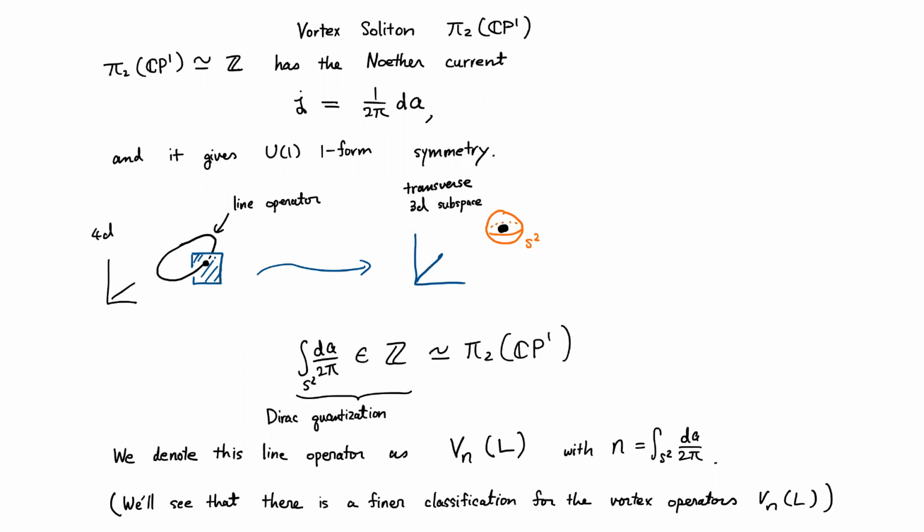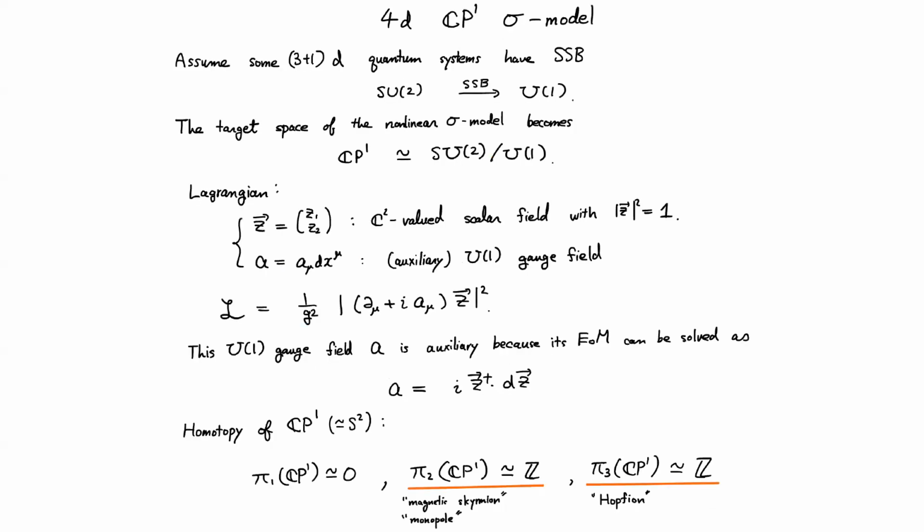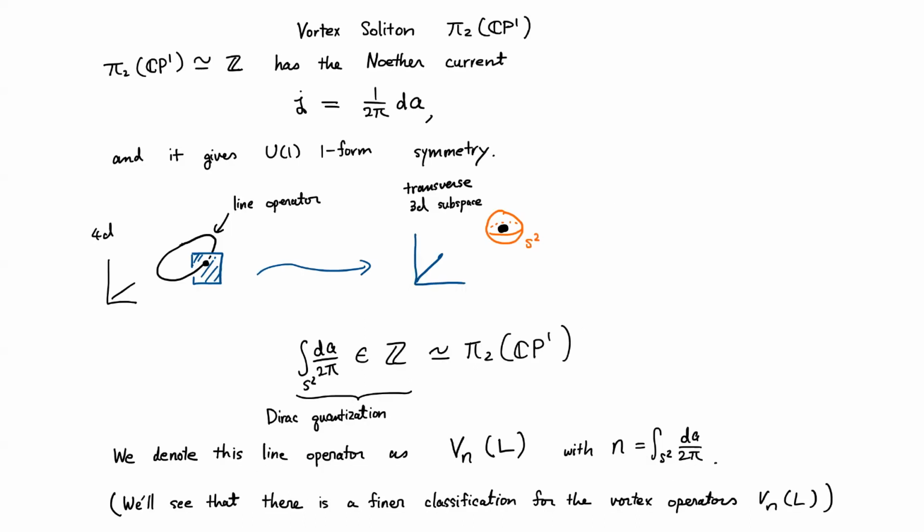And since pi2 of CP1 is integer, this suggests that according to the traditional classification of solitons, we should have a corresponding U1 symmetry. And actually, using this kind of field, we can construct a nice Noether current explaining this conservation law, and this is given by the magnetic flux of the auxiliary U1 gauge field. And since this is just a field strength, if you take a derivative, it is just zero, so it is conserved by the topological conservation law, or Bianchi identity.